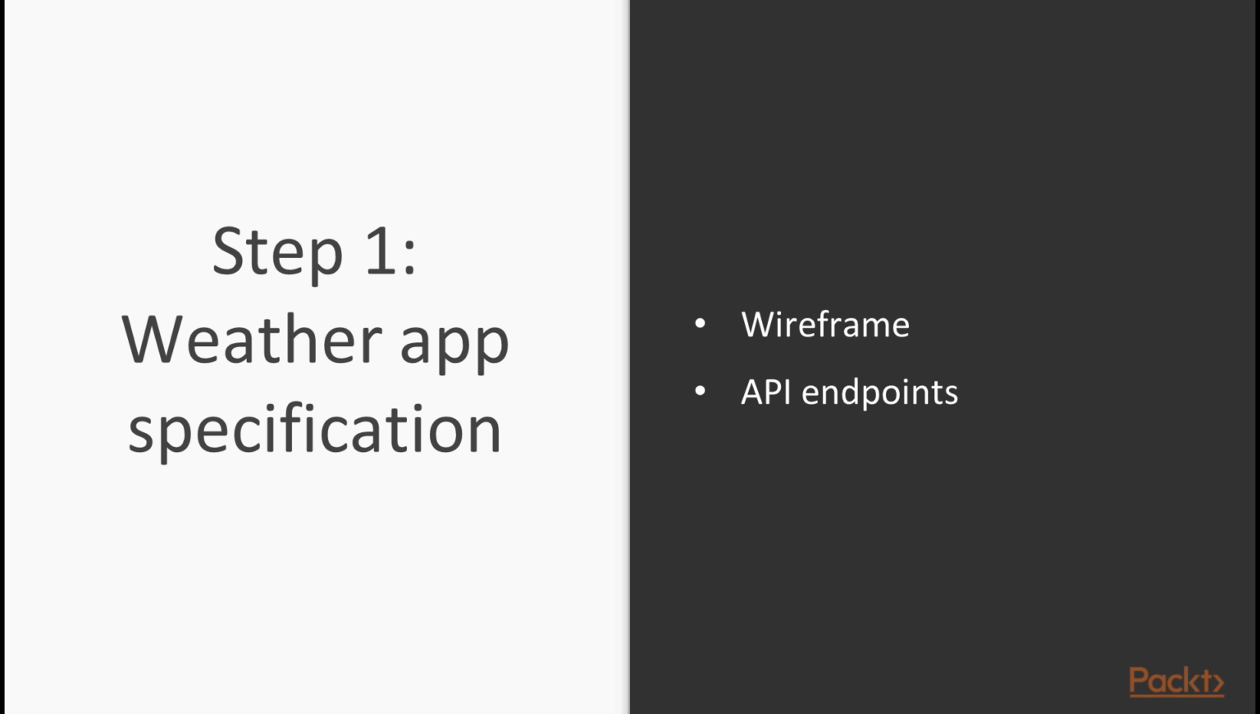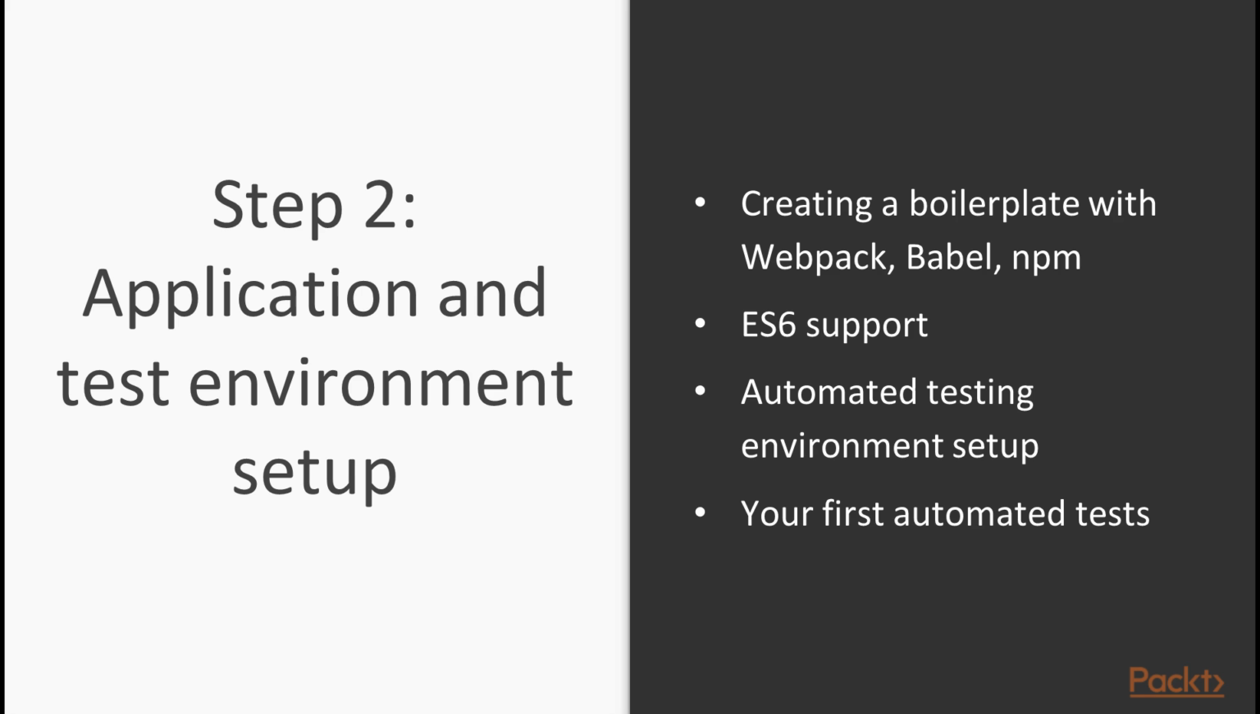In the next video, we will introduce the application we will build, the weather app. You will see the wireframe of the weather app, and we will also play around with a third-party weather API. Every project has to be started with a boilerplate. You will get a ready-made boilerplate using Webpack, Babel, and npm, providing you with ES6 support.